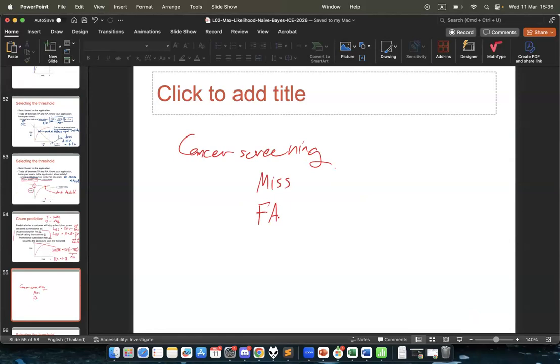A miss usually will end up as a lawsuit, right? So you can look at the coverage of, oh, what's a typical lawsuit cost? And the miss one is the harder one to price. The false alarm is easier. The false alarm is just the cost of the patient having to go through additional screening, right? So that's just the cost.